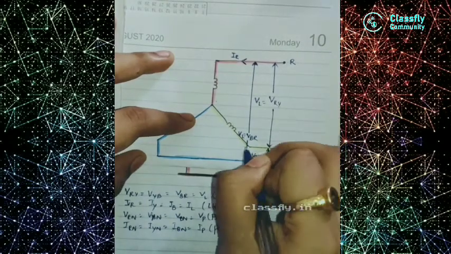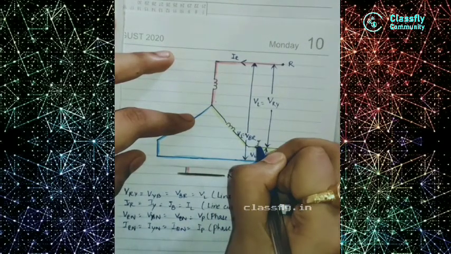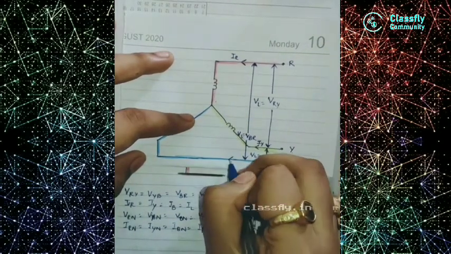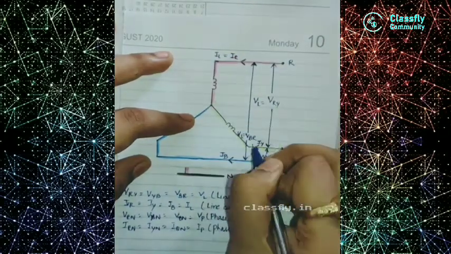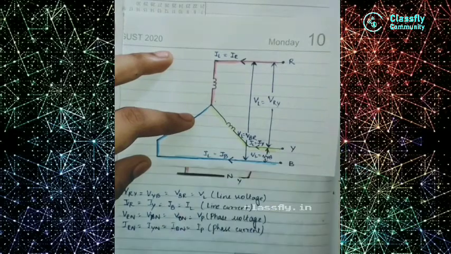This will be my IY, and this is my IB. So this will be my line current. You can write IL for this one also, and for this one also.